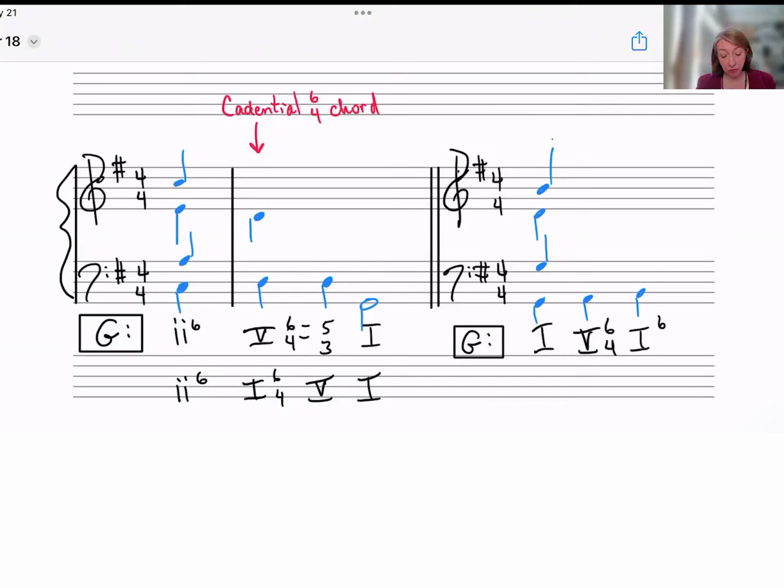Another voice is going to be a 4th above the bass. I'm going to choose to put that in the tenor. There's my note G, a 4th above the bass. And my last voice is going to be a 6th above the bass. In this case, that's going to be the note B, and I'll put it in the soprano.